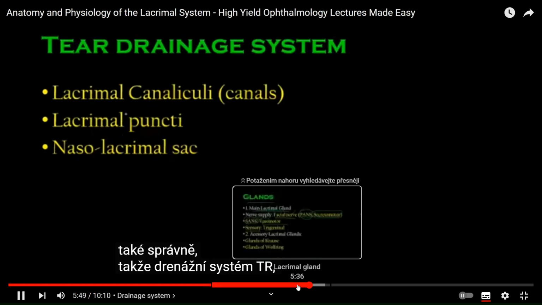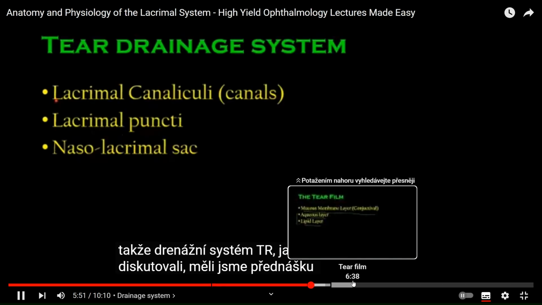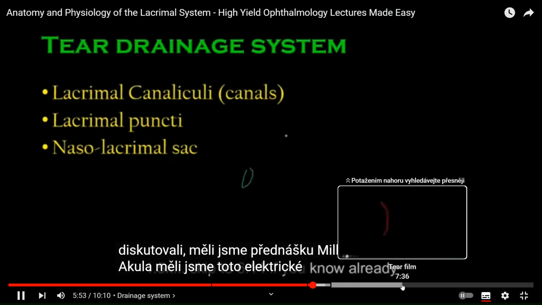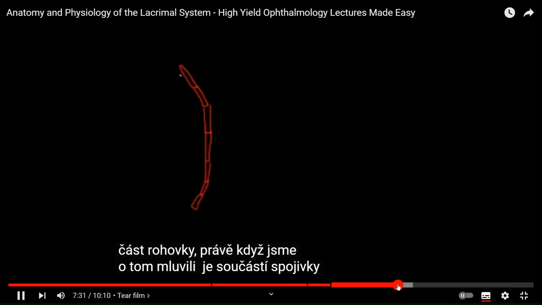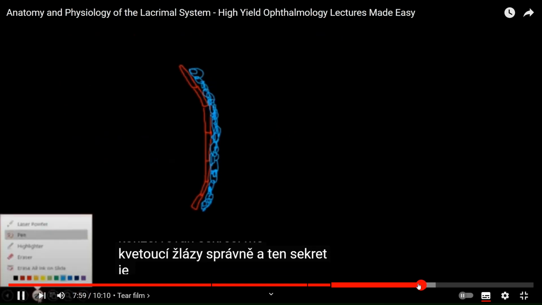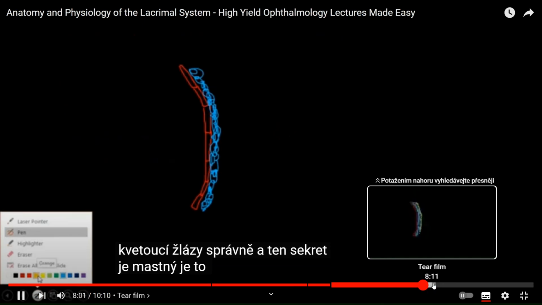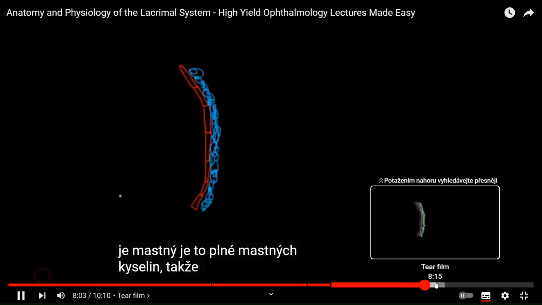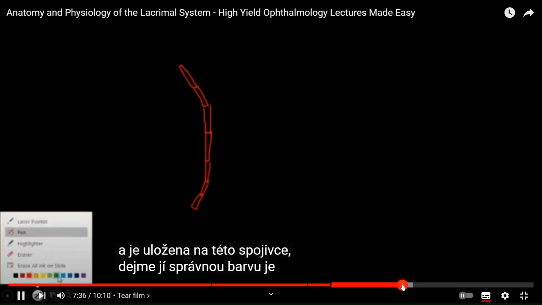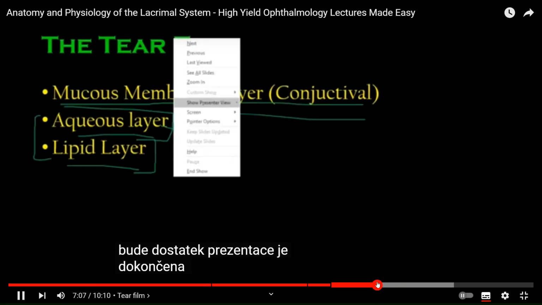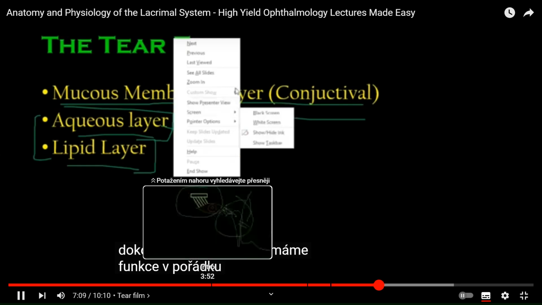So the tear drainage system, as we discussed, we had the lacrimal canaliculi, we had the lacrimal puncti, right, part of the conjunctiva, and deposit secretion of the meibomian gland, right? And that secretion is fatty. It's full of fatty acids. So let's give that a yellow color, right? As a result, is the layer finished? Oh no, wait, we have functions. Okay, stay for a while.